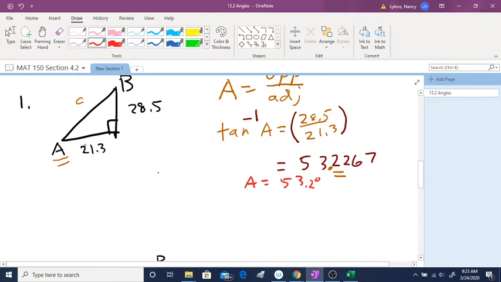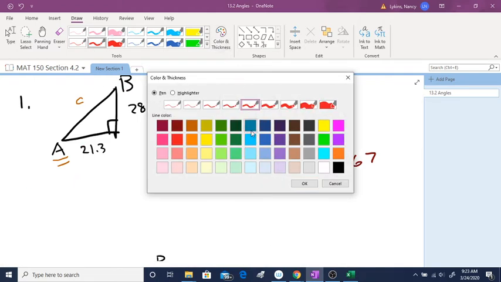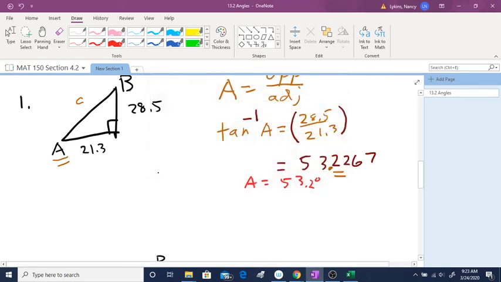So now I need to figure out what angle B is. So for angle B, I'm looking at the perspective of angle B. So I'm using B, the 21.3, that's opposite. The 28.5 is the adjacent.